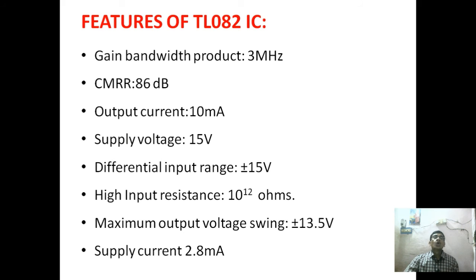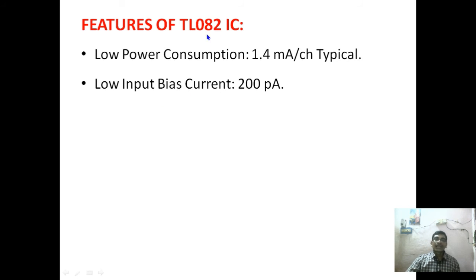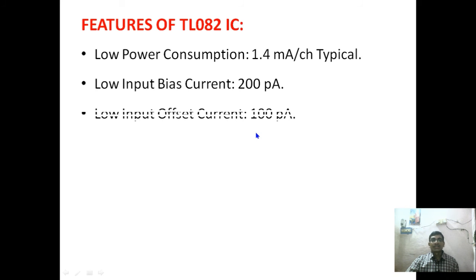Supply current is 2.8 milliamperes. Another feature is low power consumption, 1.8 milliamperes typically, and low input bias current which is 200 picoamperes. In the 741 op amp it is in the nanoamperes range, but in the TL082 it is 200 picoamperes.